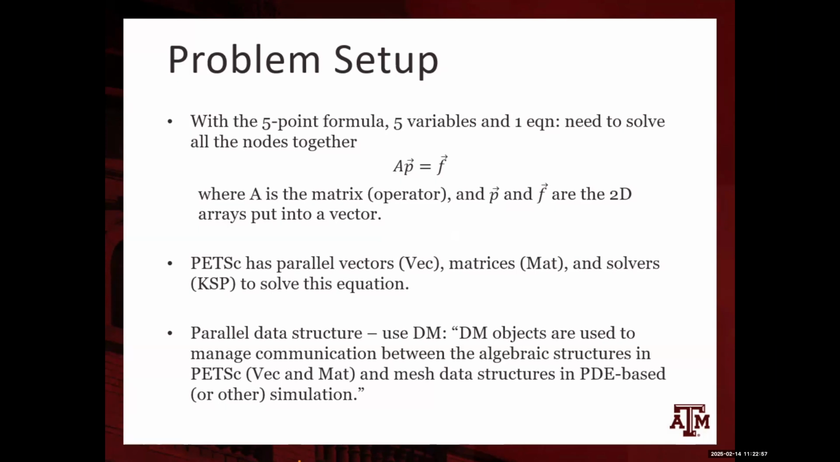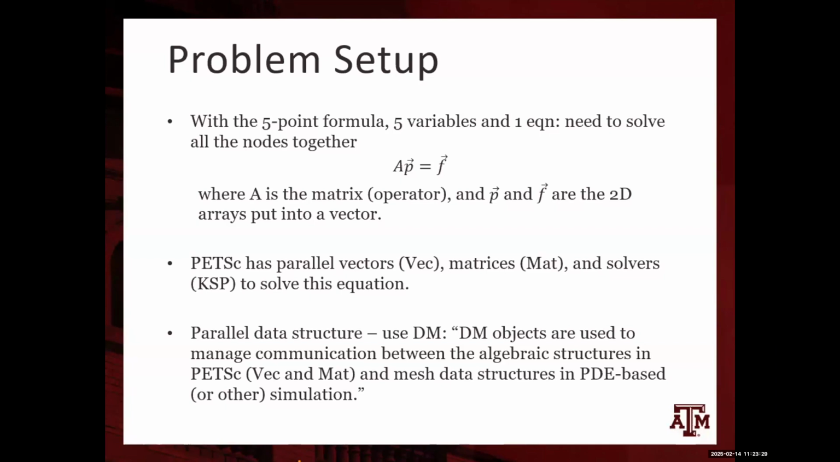So P and F, you can call them vectors, which contain all the information of your grid nodes. So 2-dimensional arrays, all the nodes. Now, PETSc has parallel vectors. That's the Vec object, and matrices, and then solvers, which is KSP, to solve this equation.